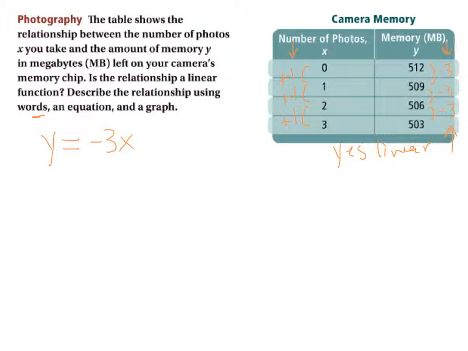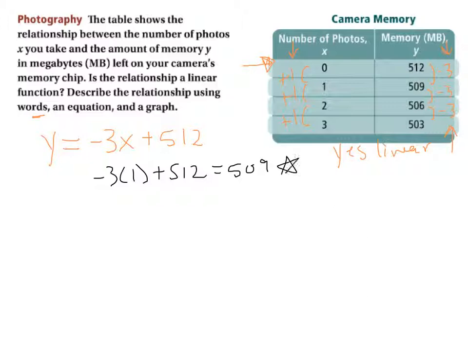What is always there? Well, another way to think of your constant is if x were 0, what would y be? So whenever you have the point 0, that's already going to give you your constant. So you can always test this out. If I plugged 1 into my equation, I would get -3 times 1 plus 512, which would be equal to 509. So it checks out.